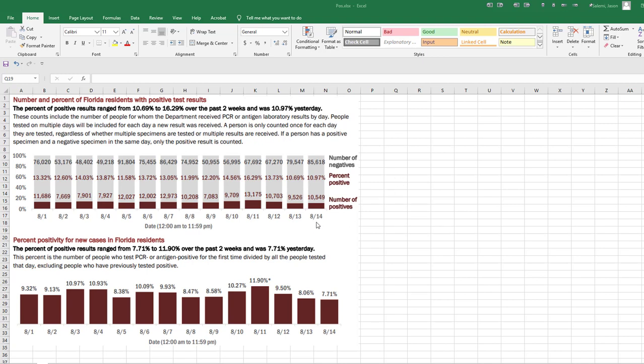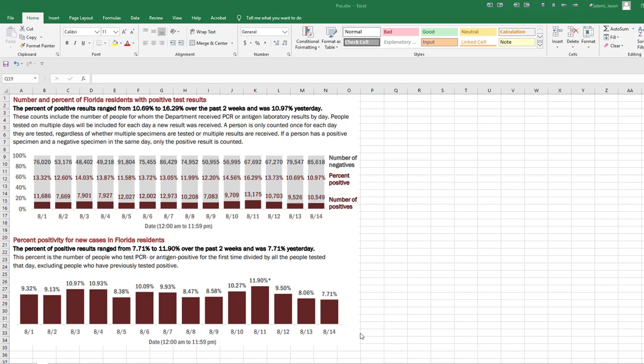So again, just looking at August 14th, you can see that basically this is a person level analysis where we take the total number of people who tested positive today, regardless of whether or not they tested positive or negative previously. It's just a snapshot of what happened today, regardless of what happened on previous days. And again, that number is the number of people who tested positive on a given day divided by the total number of people tested on that day.